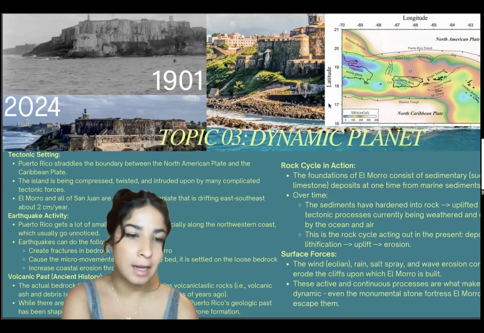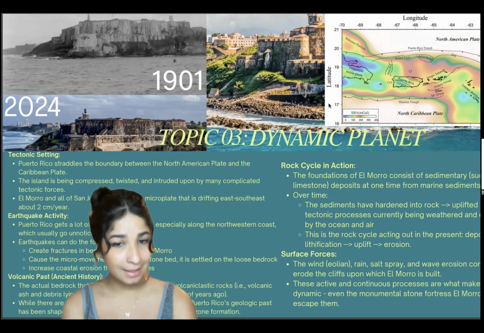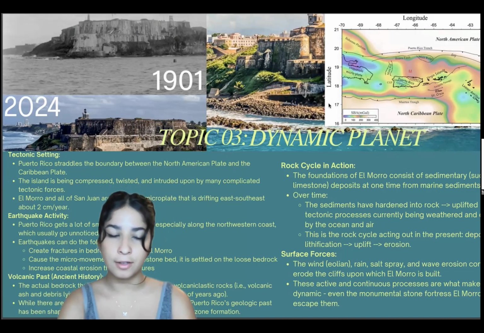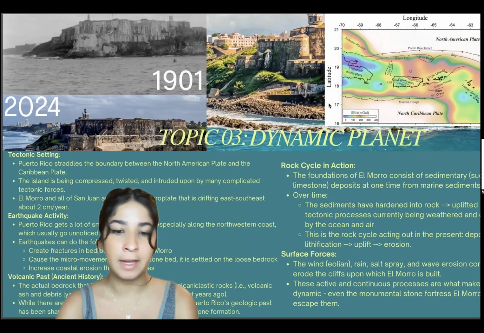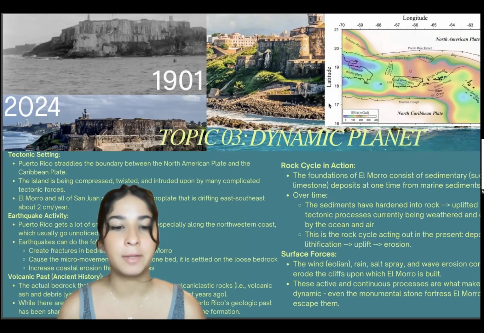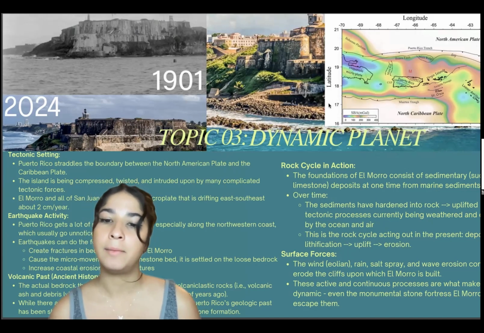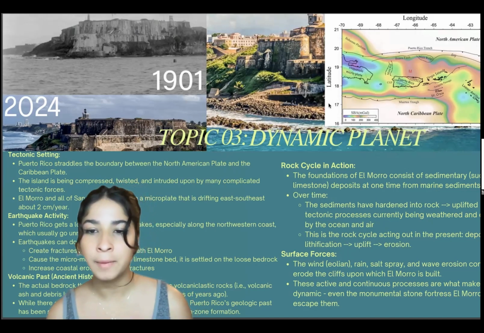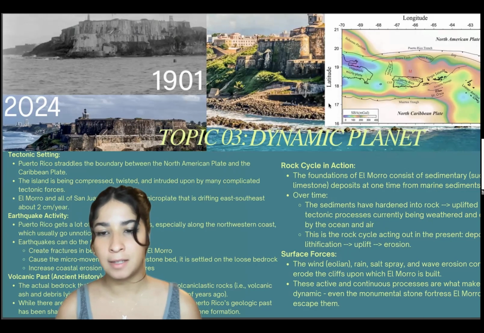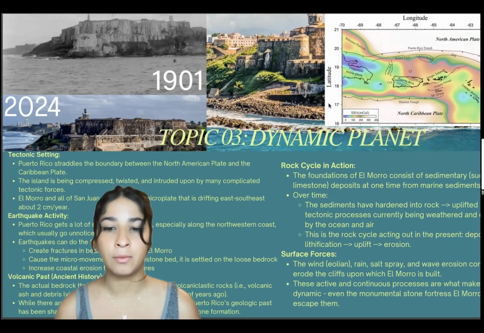For the volcanic past, the actual bedrock that El Morro is built on contains volcaniclastic rocks, like volcanic ash and debris lying beneath El Morro, laid down millions of years ago. While there are no current volcanic hazards on the island, Puerto Rico's geologic past has been shaped by volcanism associated with subduction zone formation. The foundations of El Morro consist of sedimentary deposits that at one time were marine sediments. Over time, these sediments have hardened into rock, been uplifted by tectonic processes, and are currently being weathered.